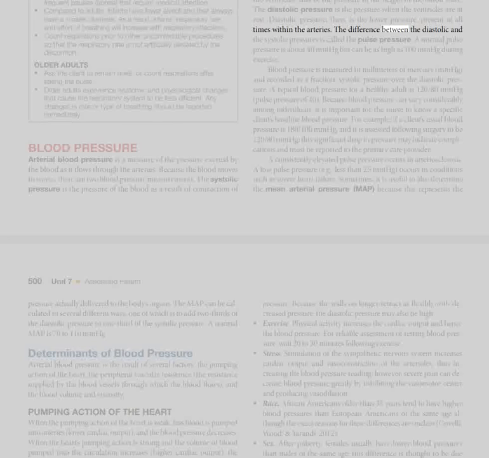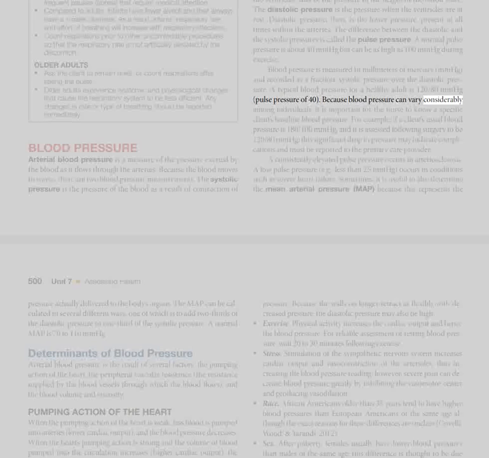The difference between the diastolic and the systolic pressures is called the pulse pressure. A normal pulse pressure is about 40 mmHg, but can be as high as 100 mmHg during exercise. Blood pressure is measured in millimeters of mercury, mmHg, and recorded as a fraction, systolic pressure over the diastolic pressure. A typical blood pressure for a healthy adult is 120/80 mmHg, pulse pressure of 40.